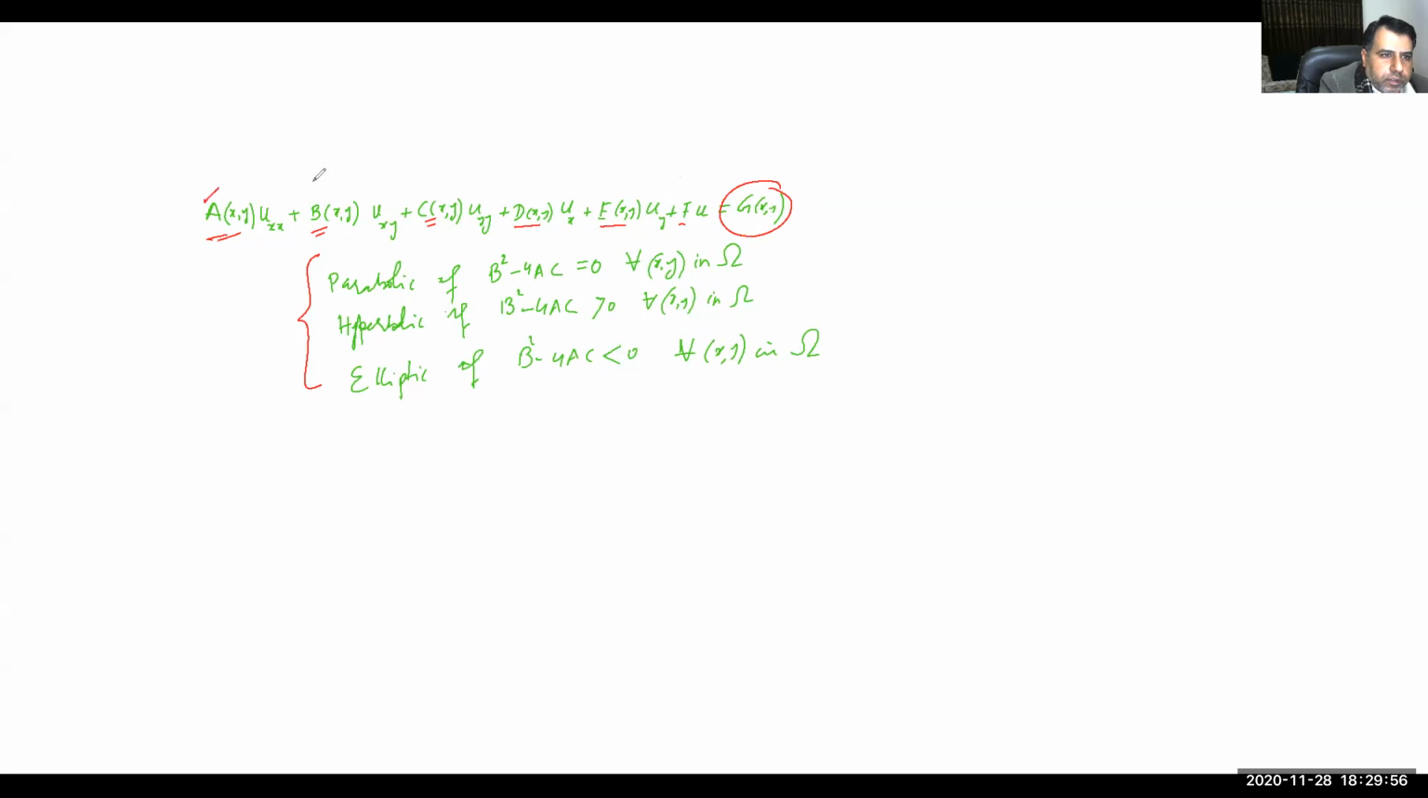This value of ABC could be a constant as well. If this is constant, then in the whole domain, the character will be same. But if the coefficients depend upon xy, then it might be possible that in some portion of the domain, the equation is parabolic, and maybe in another part of the domain, the equation would act as elliptic.